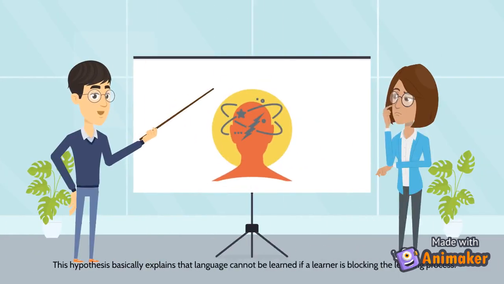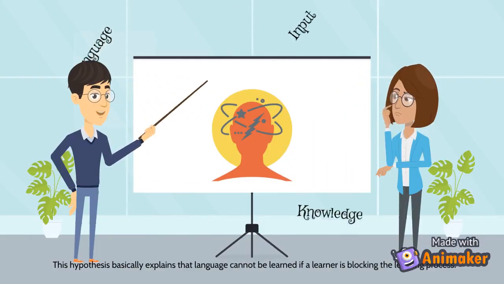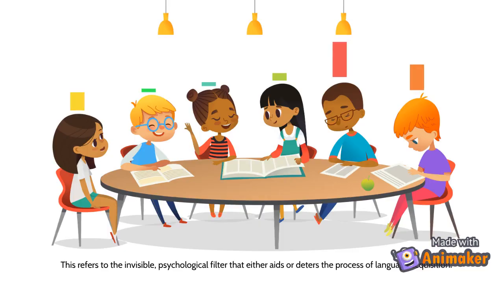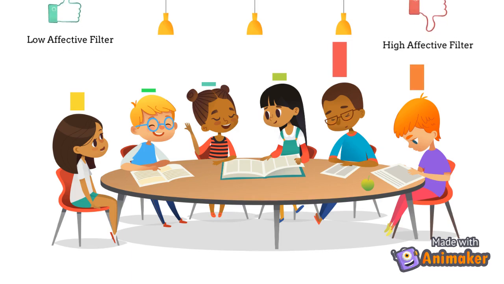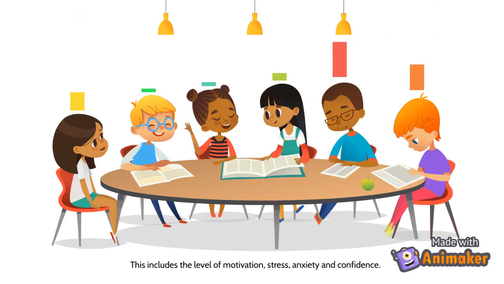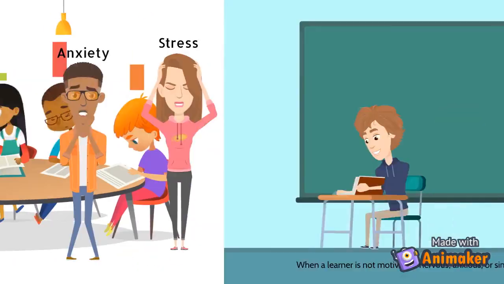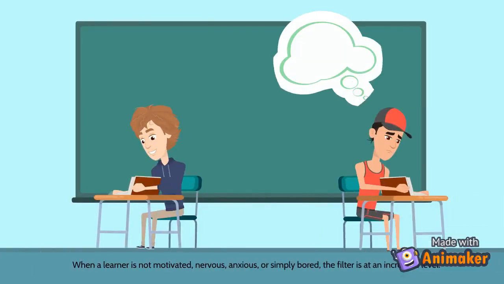This hypothesis basically explains that language cannot be learned if a learner is blocking the learning process. A learner can have either a high affective filter or a low affective filter. This refers to the invisible, psychological filter that either aids or deters the process of language acquisition. These include the level of motivation, stress, anxiety, and confidence. When a learner is not motivated, nervous, anxious, or simply bored, the filter is at an increased level.